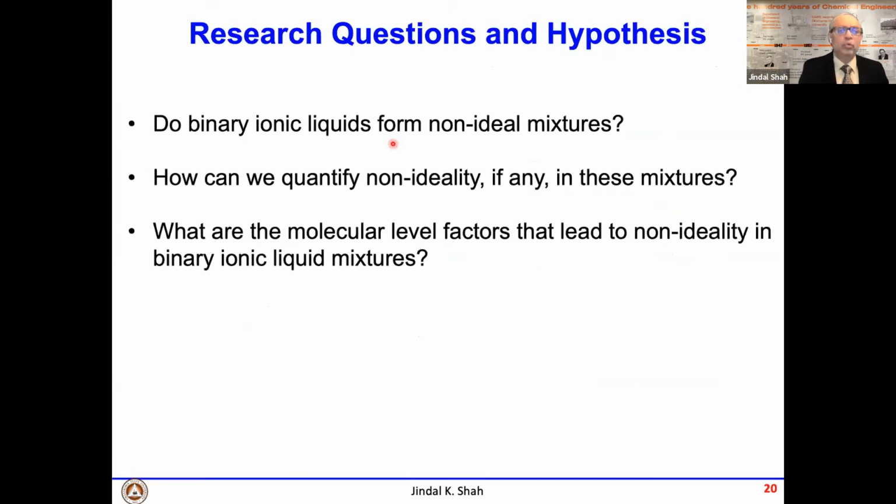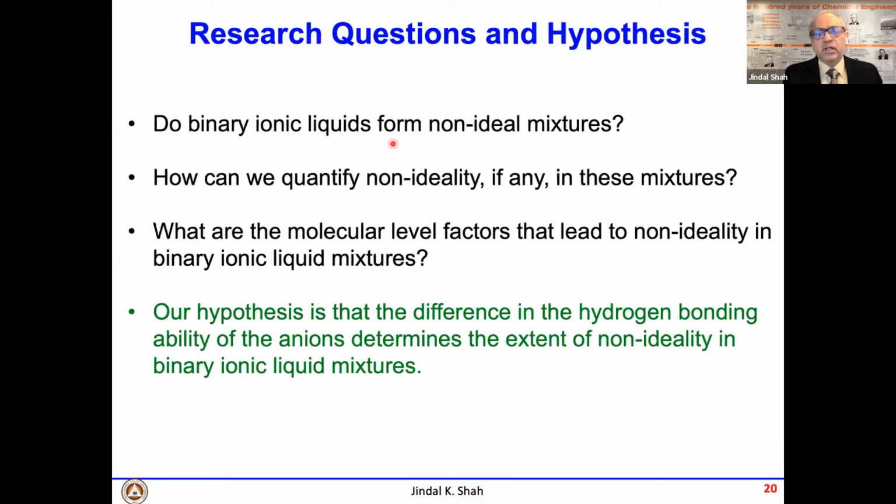So the research question that we want to answer is, do binary ionic liquids form non-ideal mixtures? And if there's a non-ideality in ionic liquids, how can we quantify this non-ideality, if there's a way to quantify it at all? And what are the molecular level factors that lead to this non-ideal behavior, if you observe it?